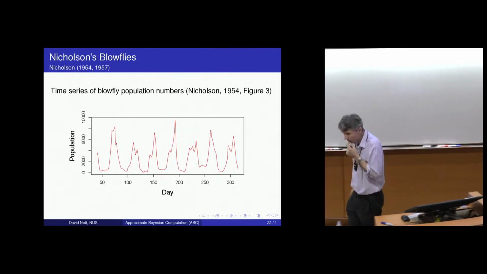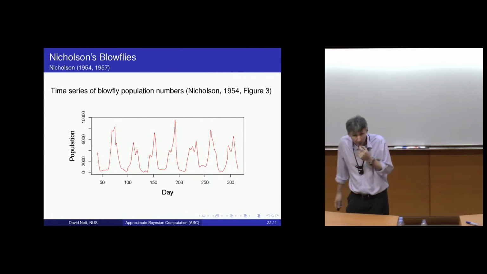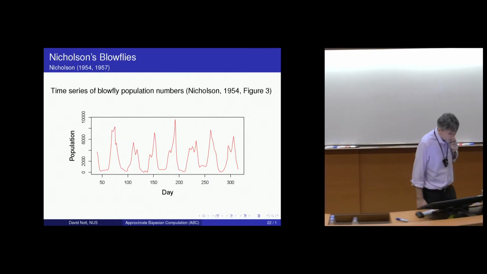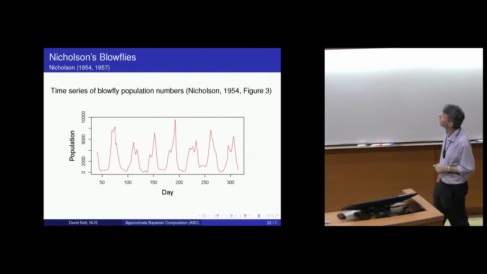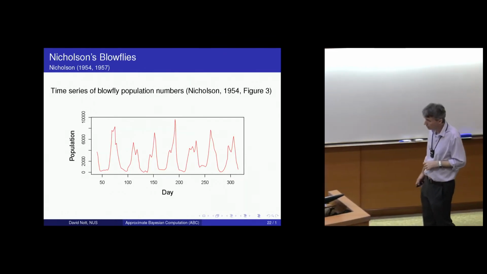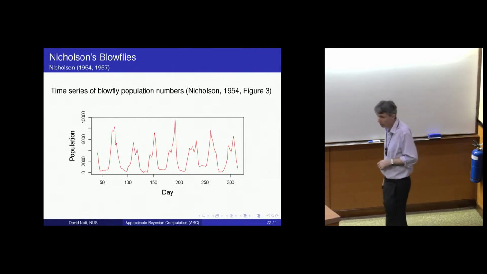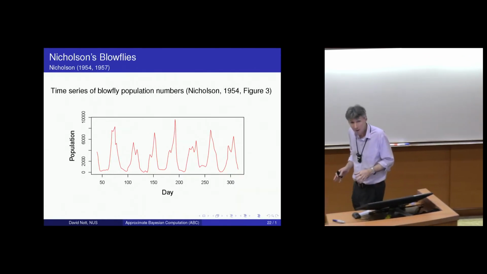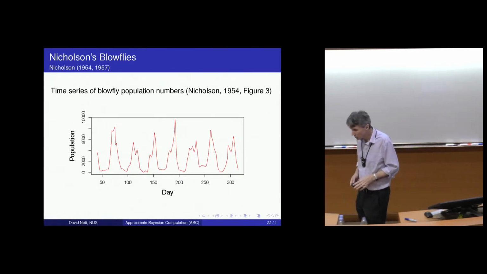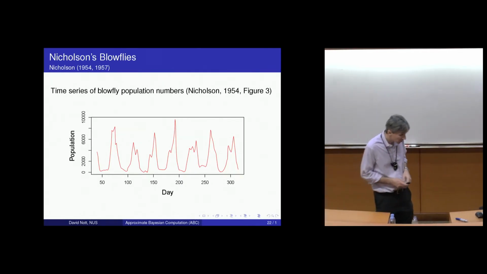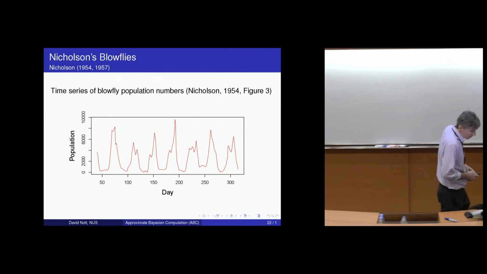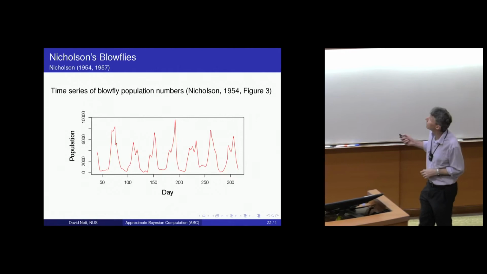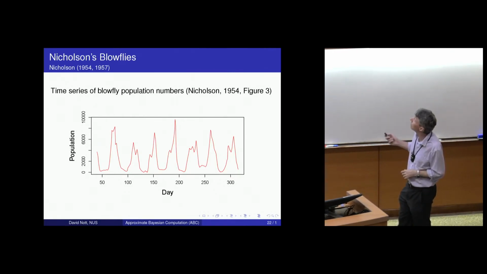Let me talk about another example. This was also considered in Simon Wood's paper about synthetic likelihood. This is an example where there's a much higher dimensional set of summary statistics. So for doing ABC, you really do need these projection methods or some sort of dimension reduction. So here's the data. It concerns the size of a blowfly population.